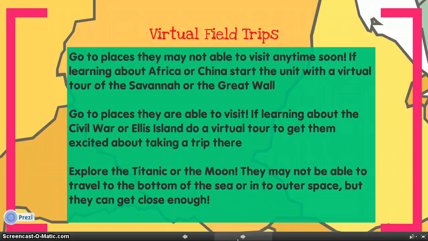And the other possibility would be to explore places that they're never going to see. The bottom of the ocean is clearly not going to be tangible for most students, so taking a trip to the Titanic would be something really interesting. If you're learning about space, take them to the moon, just kind of get creative with it. And I think that virtual field trips are probably one of the best things that I found about using these interactive whiteboards.